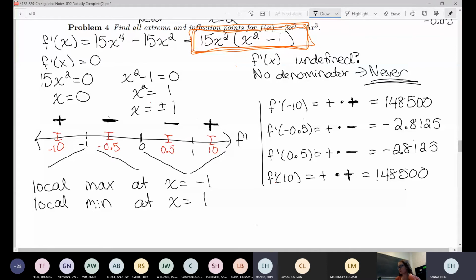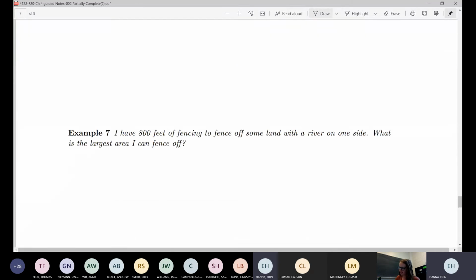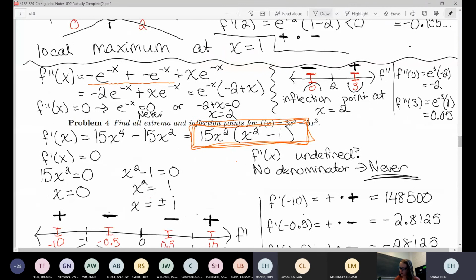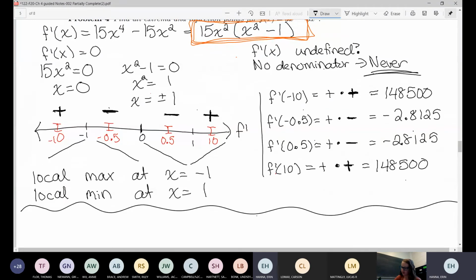All right, so to find the inflection points, we need the second derivative. Whoa. We need the second derivative. Kind of like the first example, I find it easier to go back to this unsimplified answer and use that to find the second derivative, because if I use the 15x squared times x squared minus 1, I have to use a product rule. And if I just use the 15x to the fourth minus 15x squared, it's just power rules.